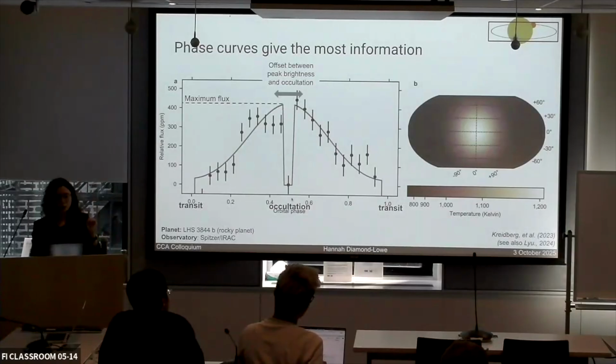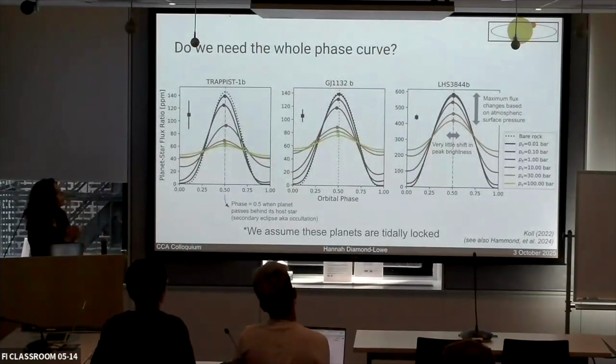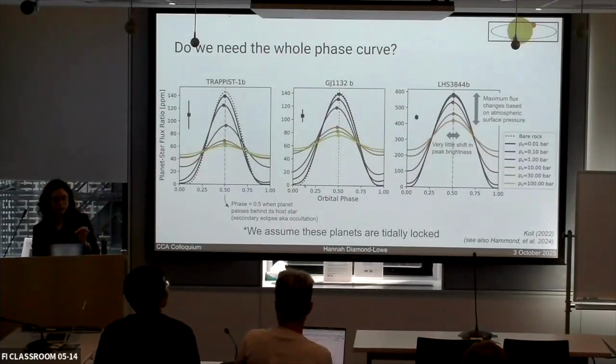Okay, so these are two points of information we can get from the phase curve, but can we get them without sitting on the planet's orbit for so long? And I think the answer is yes. You will never get as much information, but you can compare this offset versus the change in peak flux based on different kinds of atmospheres.